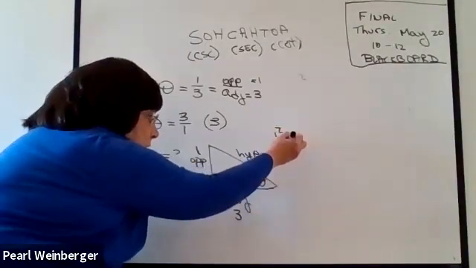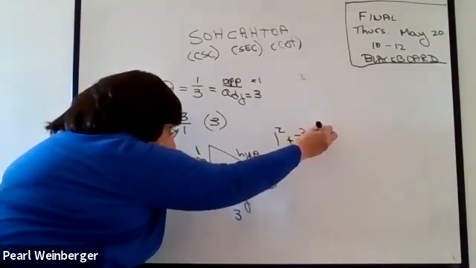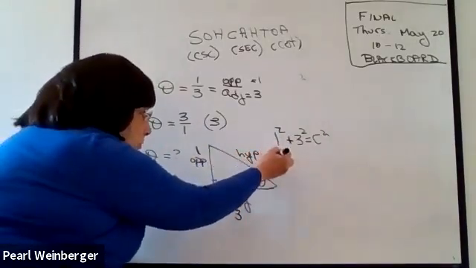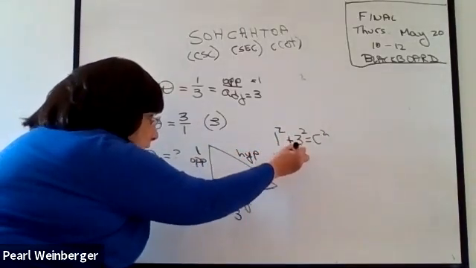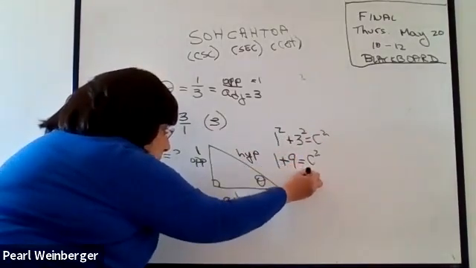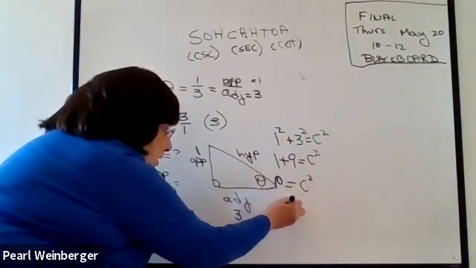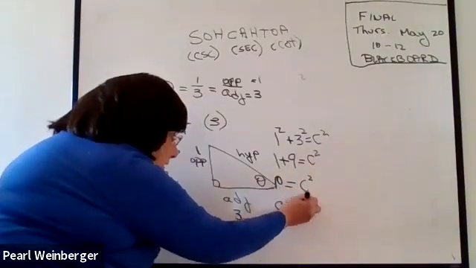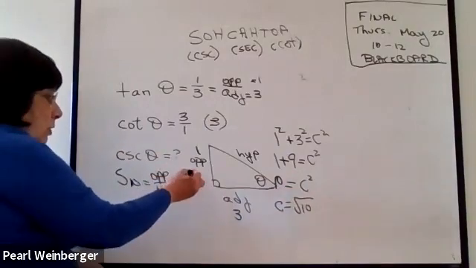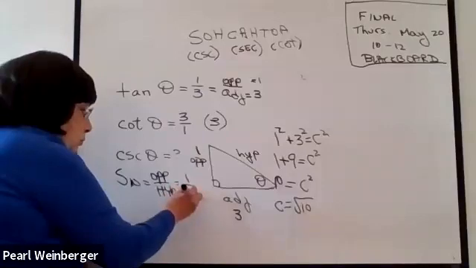But I can figure that out using the Pythagorean theorem. It's 1 squared plus 3 squared equals c squared. A squared plus b squared equals c squared. So this is 1 plus 9 equals c squared. So my c squared equals 10, which means the c is the square root of 10. So the sine is the opposite, which is 1, over the hypotenuse, which is square root of 10.